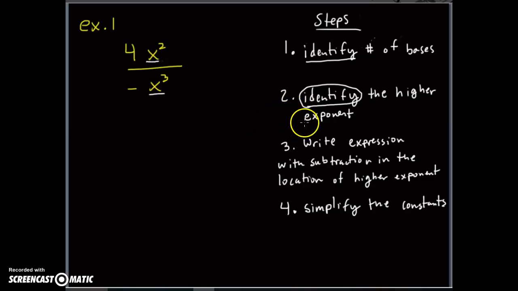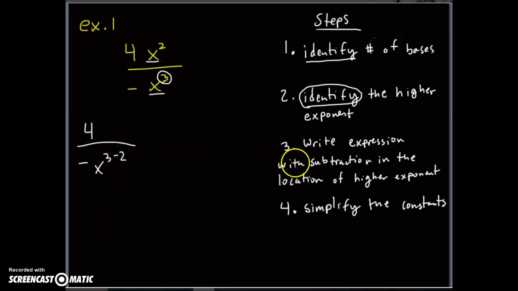The second step will be to identify the higher exponent. So now I'm going to look at the same base, and I'm going to identify what the higher exponent is. I've got an exponent of 2 and an exponent of 3. 3 is a higher exponent, so I'm going to go ahead and circle that exponent. Now the third step is to write this expression with subtraction in the location of the higher exponent. The location of the higher exponent right now is in the denominator. So I can rewrite this as 4 over negative x to the 3 minus 2.